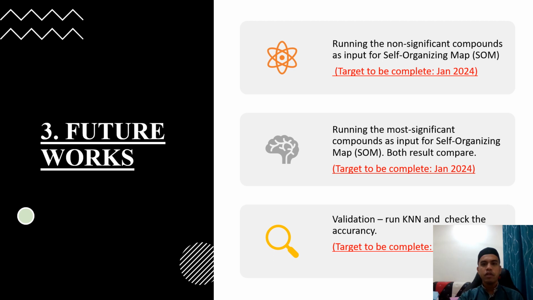For future work, first is running the non-significant compounds as input for SOM. Second is running the most significant compounds as input for the self-organizing map, and then comparing both results. Third is validation of the results, which is to run the KNN and check the accuracy.